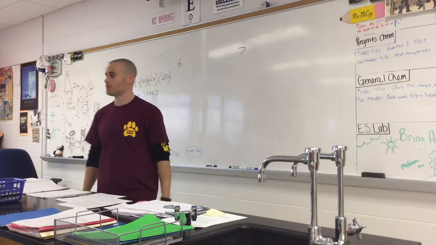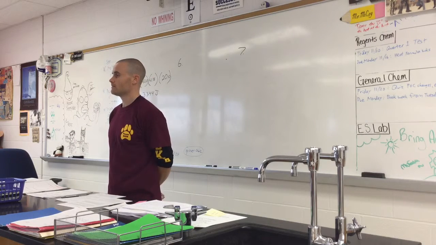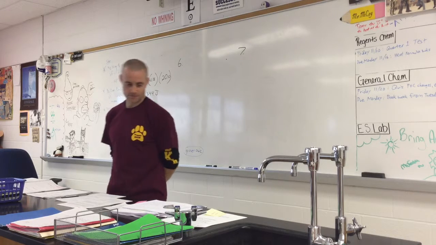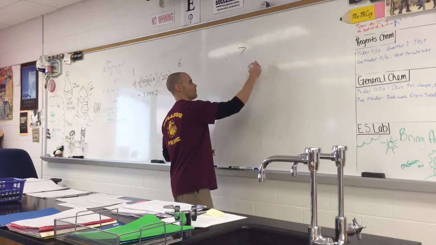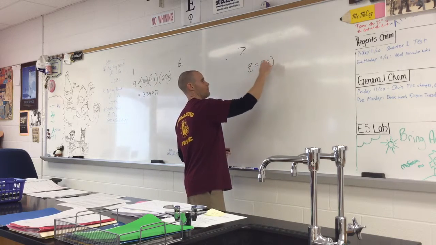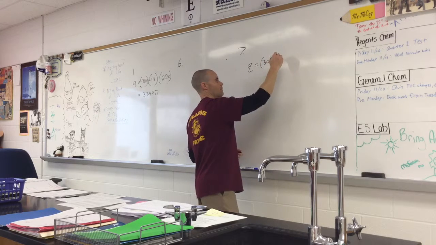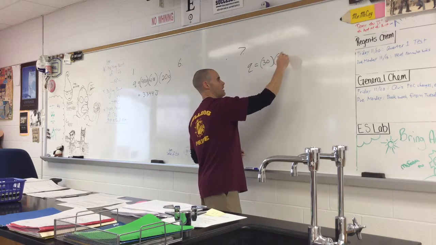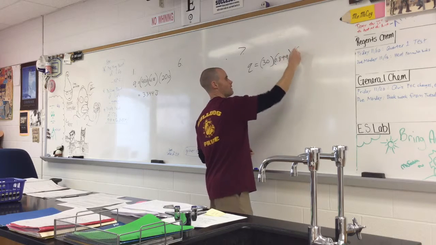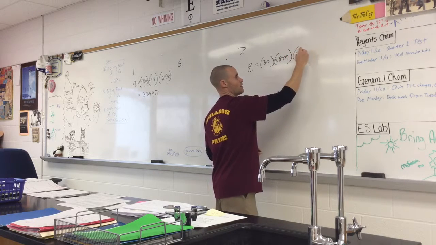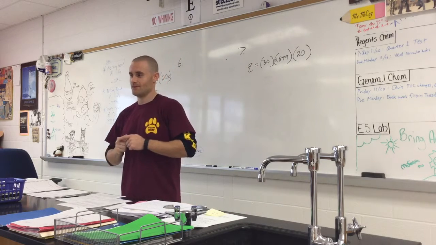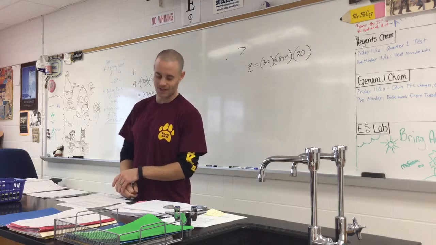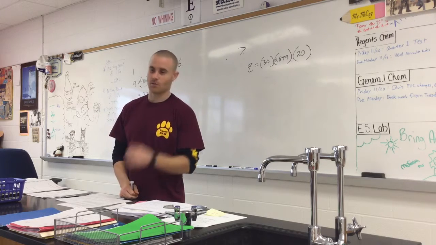Number 7. Who wants to tell me how to set up number 7? Mariana, thanks for volunteering. 30, well, I'm going to do Q equals, because that's what we're looking for. 30 times 0.899, yep, 0.899, times 20. Times what? 20. Good. Where'd you get that 0.899 from?